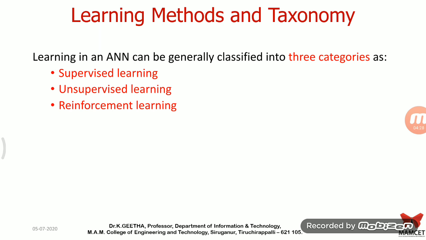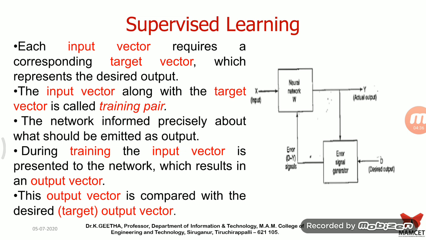In learning methods and taxonomy, learning is generally classified into three categories: supervised learning, unsupervised learning, and reinforcement learning. First, let us see supervised learning. Here each input vector requires a corresponding target vector, which represents the desired output. The input vector along with the target vector is called a training pair. The network is informed precisely about what should be emitted as output. During training, the input vector is presented to the network, which results in an output vector. This output vector is compared with the desired target output vector.